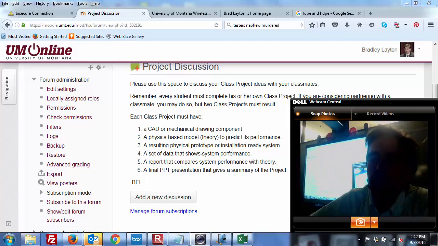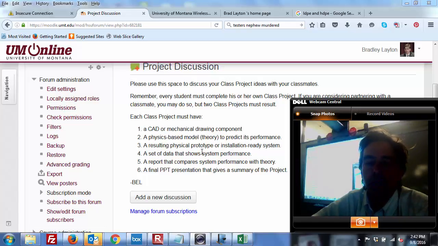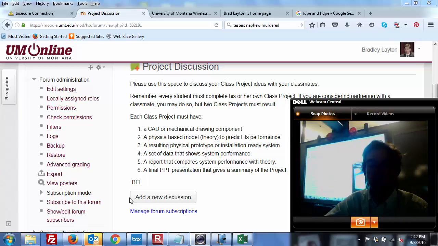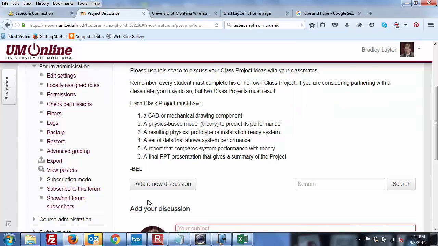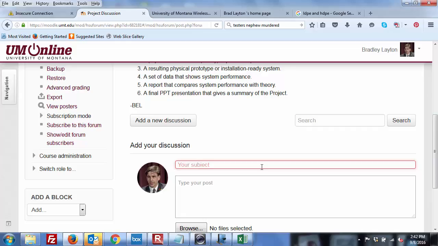And if you've taken the practicum already, most of you have, you know what that's all about in terms of getting some data from your system and presenting it. And then you'll have a report that shows how your physical system compares with the theory you came up with, and then a final presentation. So I'm going to just add one right now and say, let's hear some ideas.